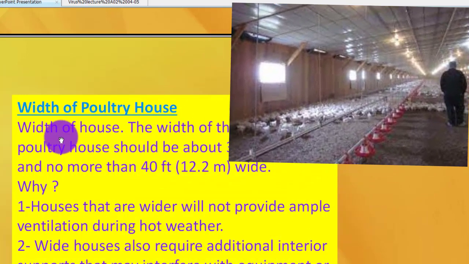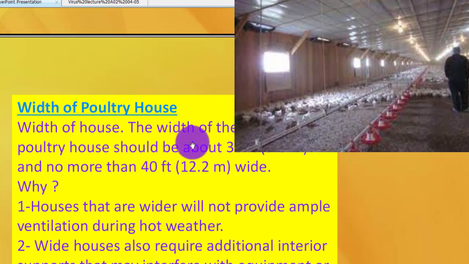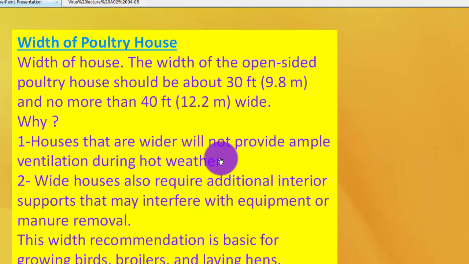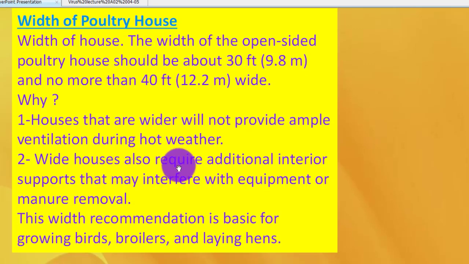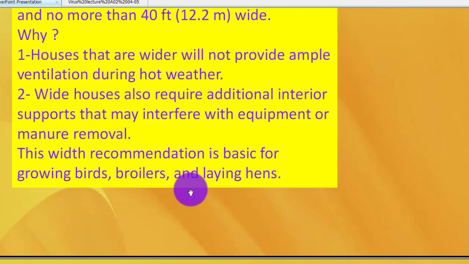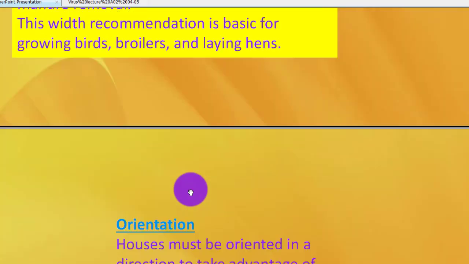Width of the poultry house. The width of an open-sided poultry house should be from 9.8 meters to no more than 12.2 meters wide. Houses that are wider will not provide ample ventilation during hot weather. Wide houses also require additional interior support that may interfere with equipment or manure removal. This width recommendation is basic for grown birds, broilers, and rearing hens.